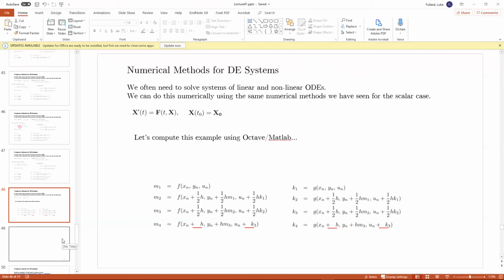So I believe you have to do a similar thing in your assignment. You have to do some by hand and some using MATLAB.